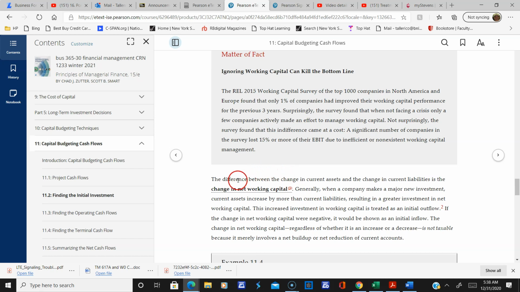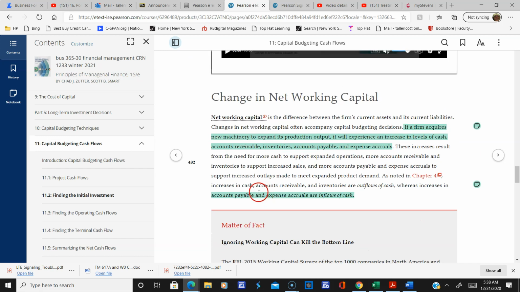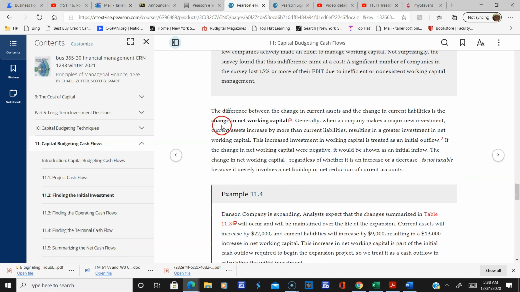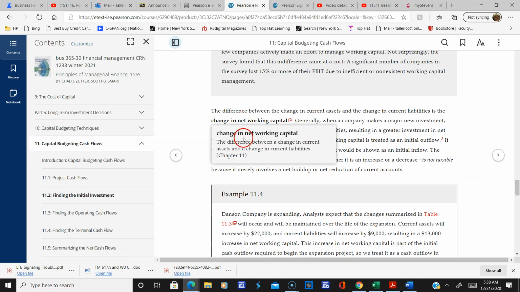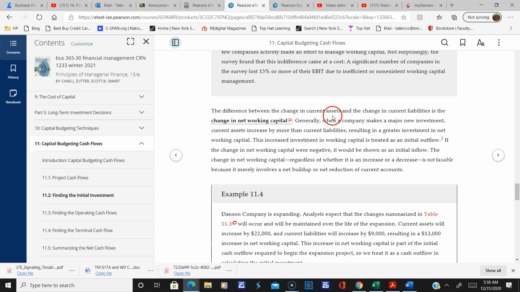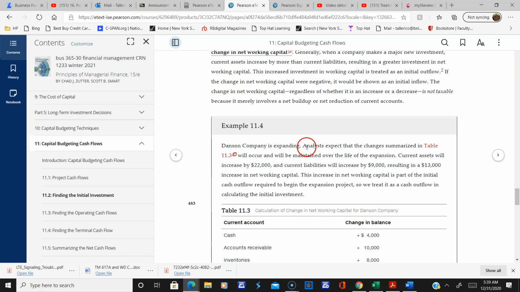The other term is, so here's net working capital, and then there's the change in net working capital, which is the difference between a change in current assets and a change in current liabilities. You can see that there, and just read up on what the difference is between the change. All it is is the delta. That's just the change in that.